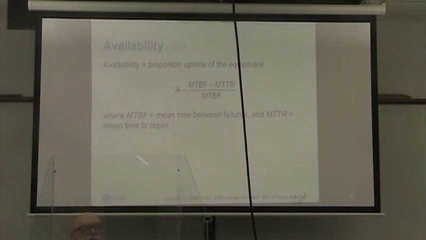Availability is our proportion of uptime for the equipment, right? So again, they're throwing in some more things from reliability that they didn't define. So MTBF is mean time between failures minus mean time to repair divided by mean time between failures. So really what we're looking for is what is the percentage of time that the equipment is able to be there doing its job, what we would often just call uptime.